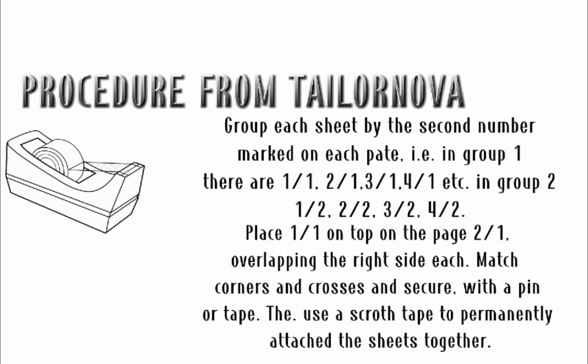Arrange each paper by the second number marked on each plate. Example, Group 1, there are 1/1, 2/1, 3/1, 4/1, etc. In Group 2, 1/2, 2/2, 3/2, 4/2. Place 1/1 on top of the 2/1, overlapping the right side of each. Match corners and crosses and secure with a pin or tape. Use Scotch tape to permanently attach the sheets together.